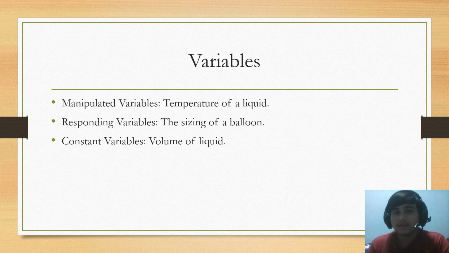Next are the variables of this experiment. For the manipulated variable, we can identify the temperature of the liquid. The responding variable is the size of the balloon. For the constant variable, the volume of the liquid is kept constant.